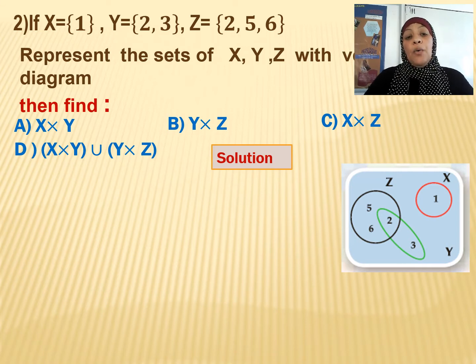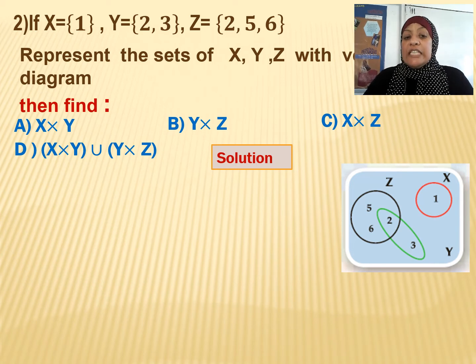Okay, now I need X product Y. I have just one element in X. Then I'm going to take 1 with 2 and 1 with 3. Okay, what about Y and Z? Y has 2 elements, then 2 with 2, 2 with 5, 2 with 6. I finished the first. 3 with 2, 3 with 5, 3 with 6. Now I finished. Okay, X product Z: (1,2), (1,5), (1,6).